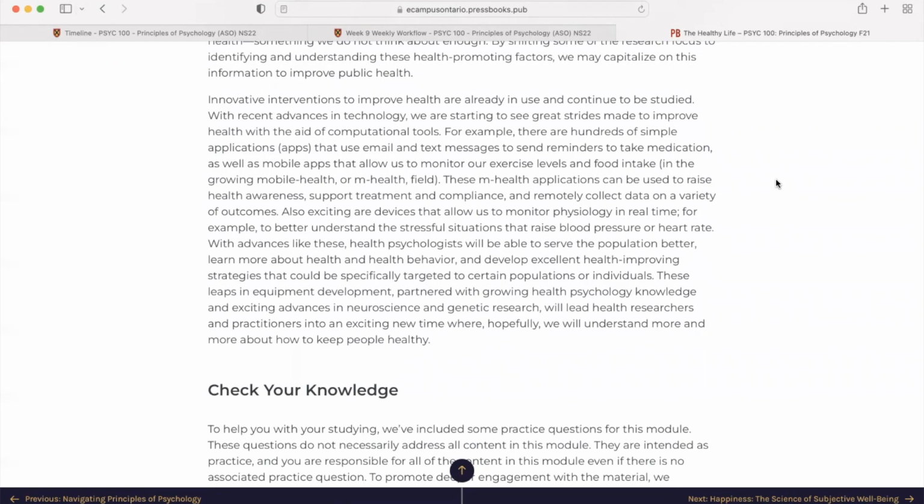These leaps in equipment development, partnered with growing health psychology knowledge and exciting advances in neuroscience and genetic research, will lead health researchers and practitioners into an exciting new time where hopefully we will understand more and more about how to keep people healthy.